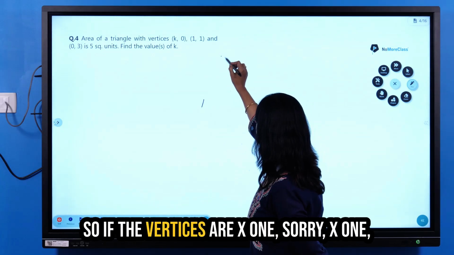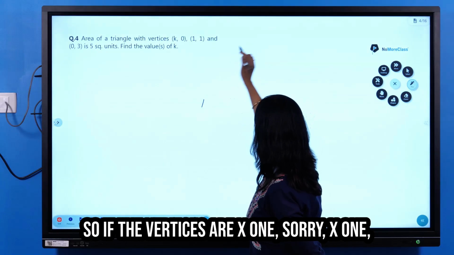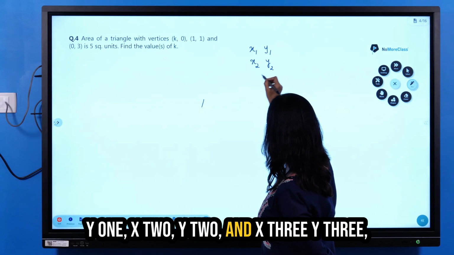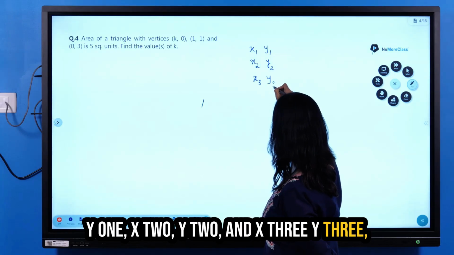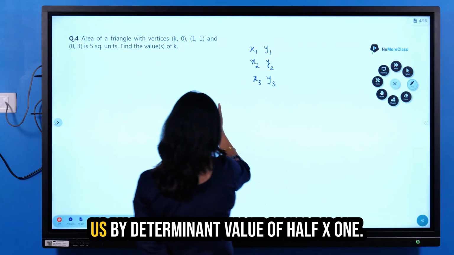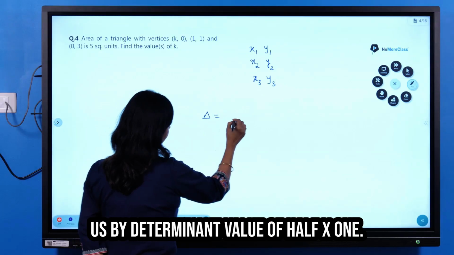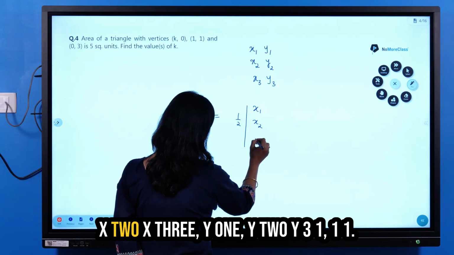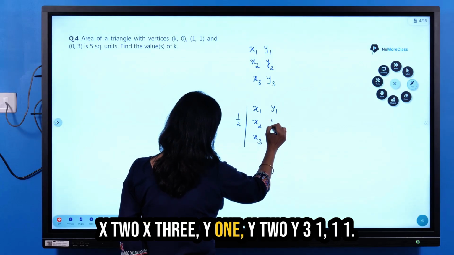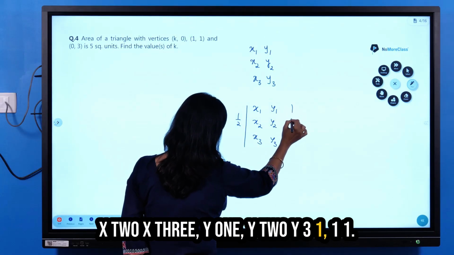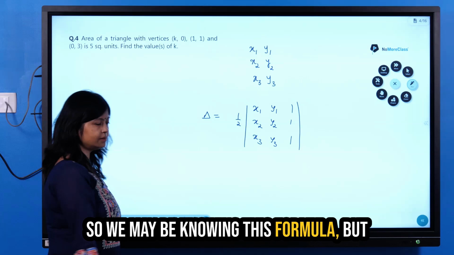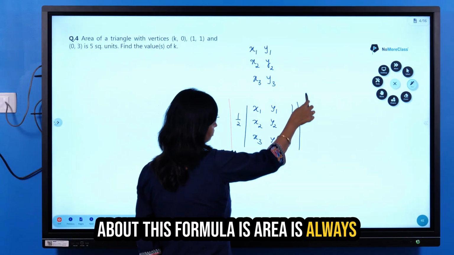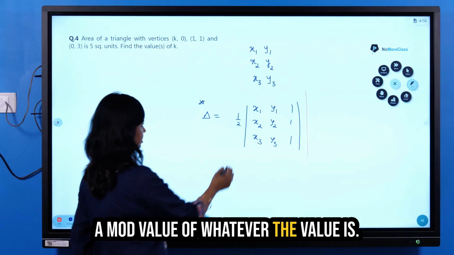So if the vertices are x1, y1, x2, y2, and x3, y3, then the area of the triangle is given by the determinant value of half, x1, x2, x3, y1, y2, y3, 1, 1, 1. We may know this formula, but the one thing we must remember is that area is always the mod value of whatever the determinant value is.